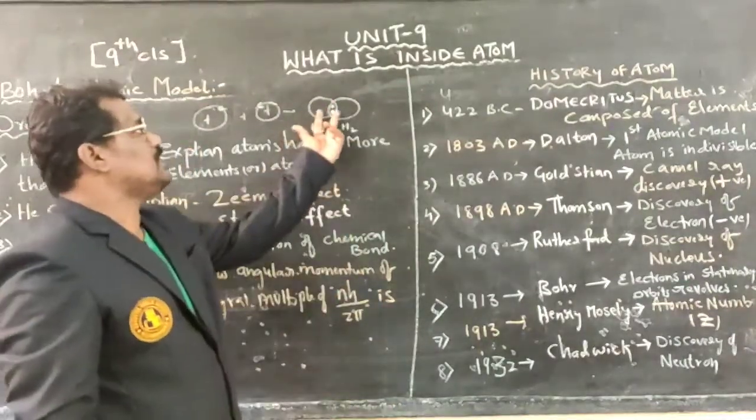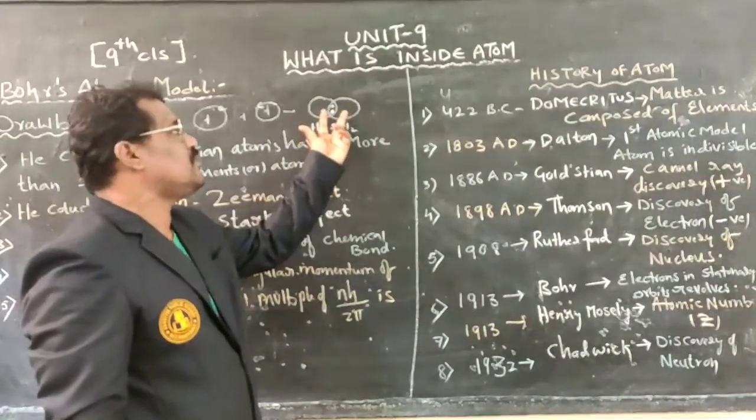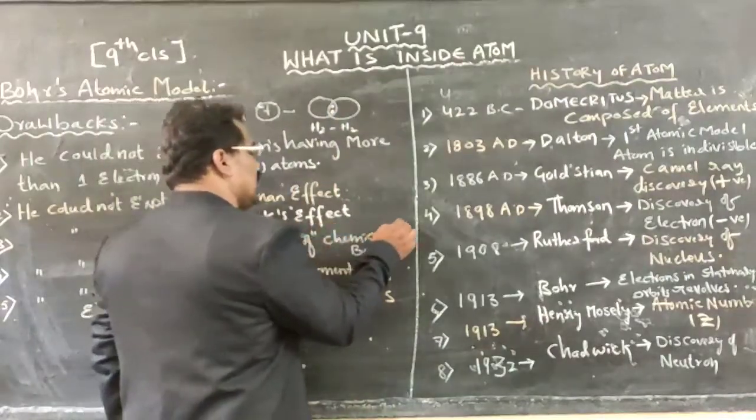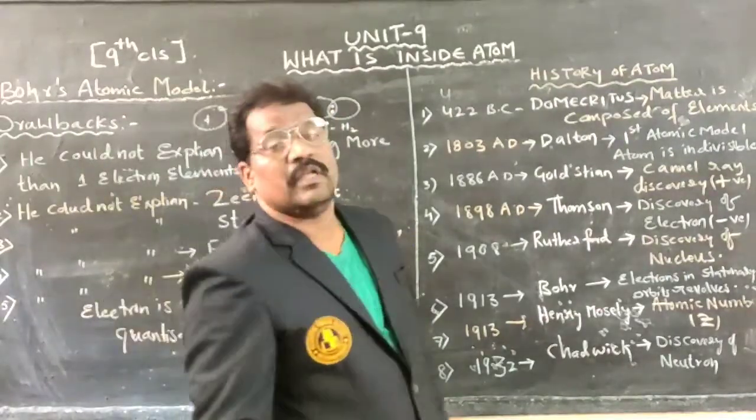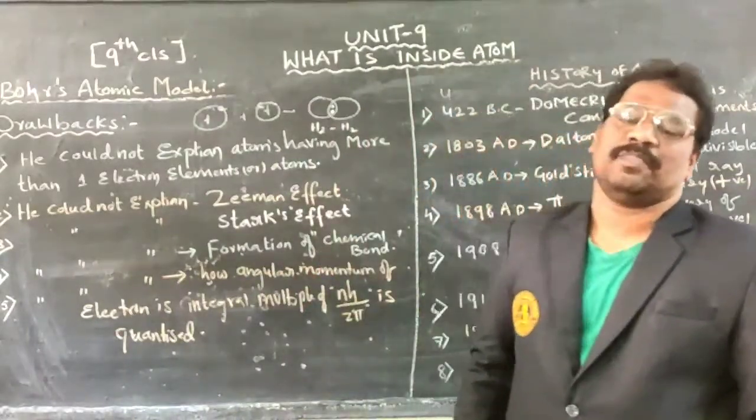How has this particular bond been formed? By means of a chemical bond, which is only the sharing of electrons between two atoms. This particular phenomenon is not explained by Niels Bohr. This is also one more drawback we can give.